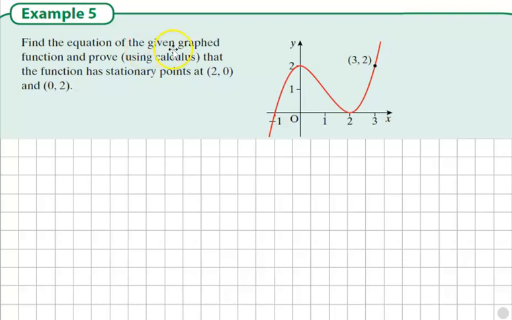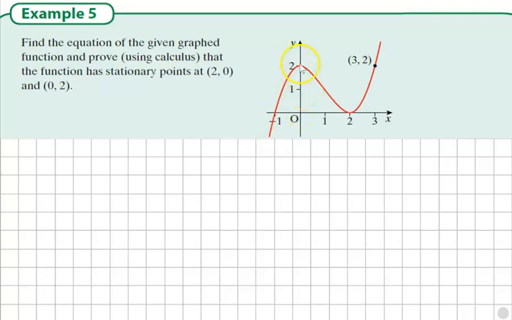Find the equation of the given graphed function and prove using calculus that the function has stationary points at (2, 0) and (0, 2). So we see it's an S-shaped graph, so it's a cubic function, so we know x cubed is contained in the equation. It starts off by going upwards, then it turns and goes downwards, and then it turns and goes upwards again. So it's going to be positive x cubed because it starts off by going upwards.